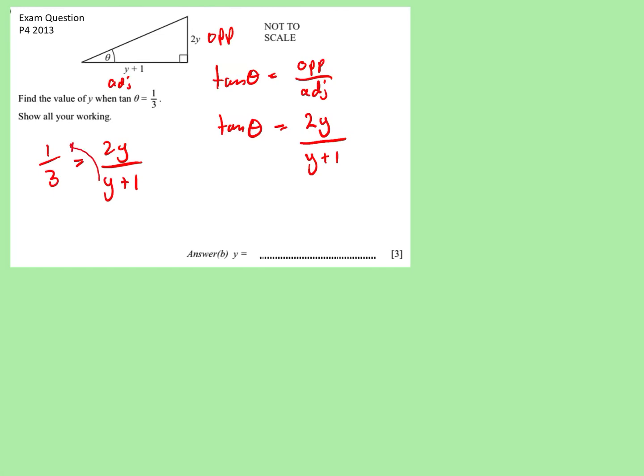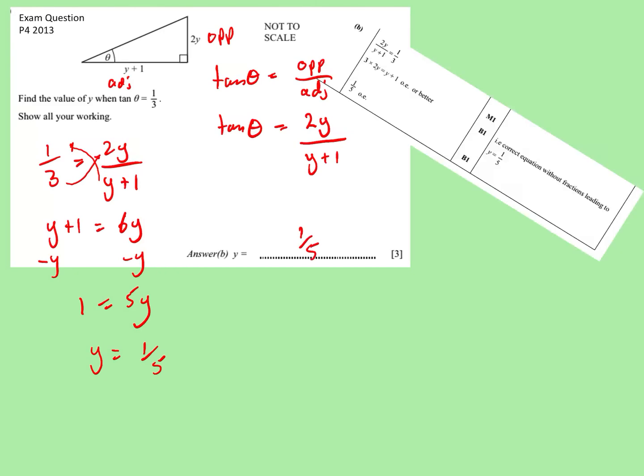All I have to do is shove this over here and this over here. So y plus 1, times 1, well, I don't need the times 1, is equal to 6y. So now we can minus y from both sides. 1 is equal to 5y, so y is equal to a fifth. And there's my answer. Okay, y is equal to a fifth.